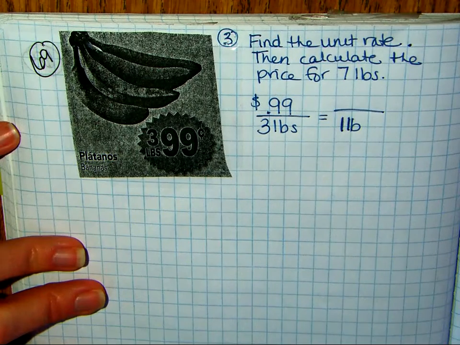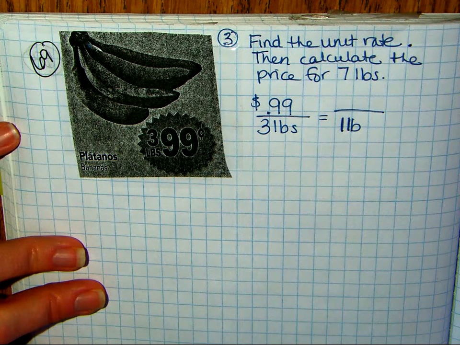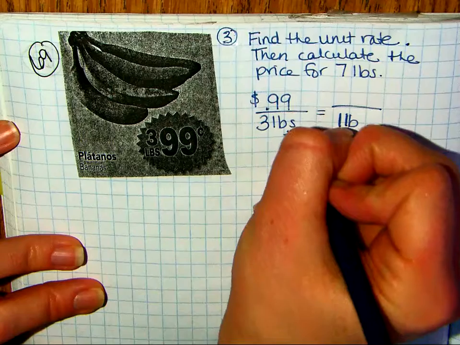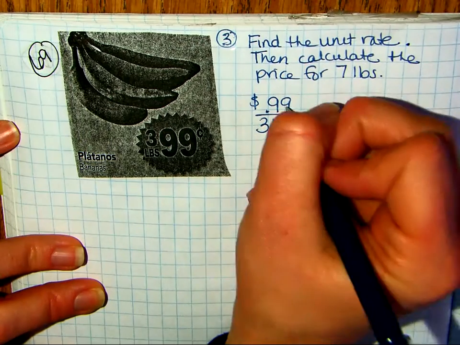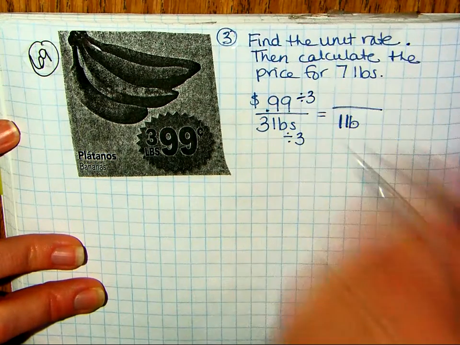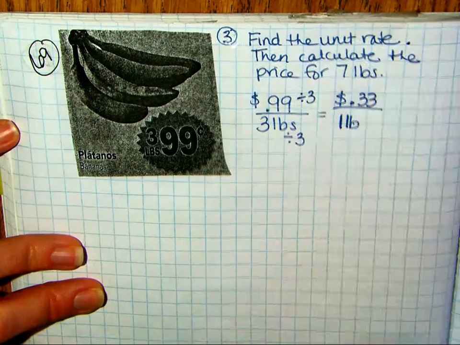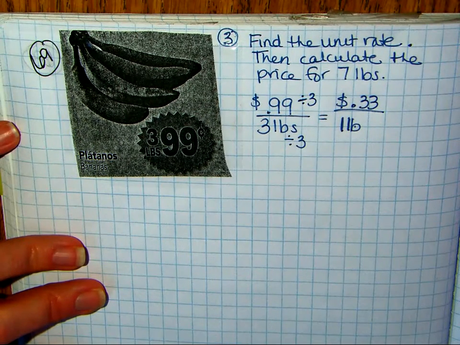Can somebody tell me what would we do to figure out what 1 pound would be? Chris? We would divide both the bottom and the top by 3. Good. So if I divide 3 pounds by 3, I get 1 pound. If I divide 99 cents by 3, class, what do I get? 33 cents. Good. So we know 1 pound of banana is going to cost me 33 cents.